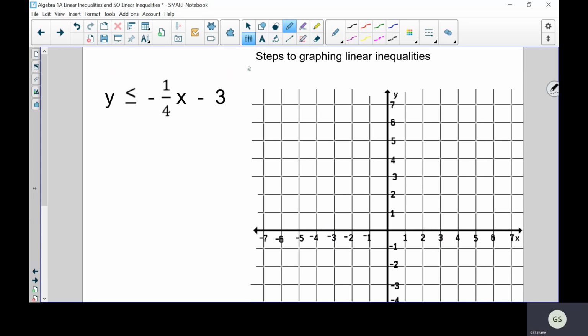So now we have y all by itself. So again, there's 2 types of graphing: y all by itself, and then when y is not all by itself. So if y is all by itself, what are you doing?